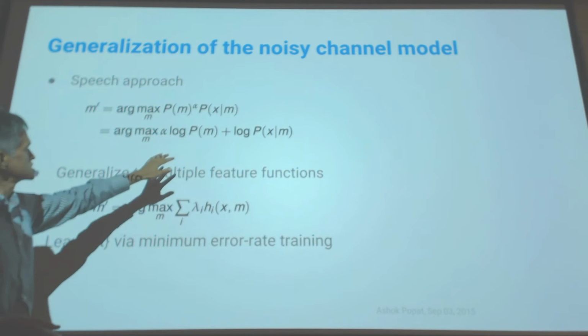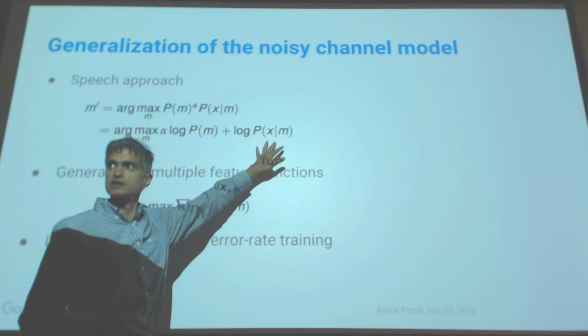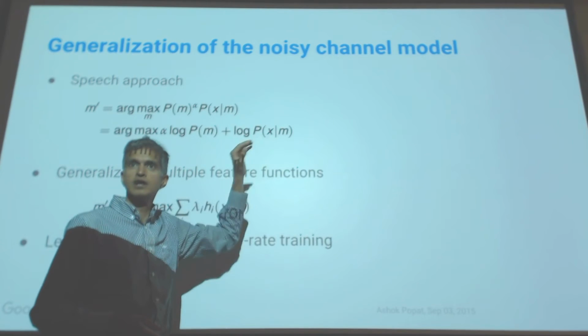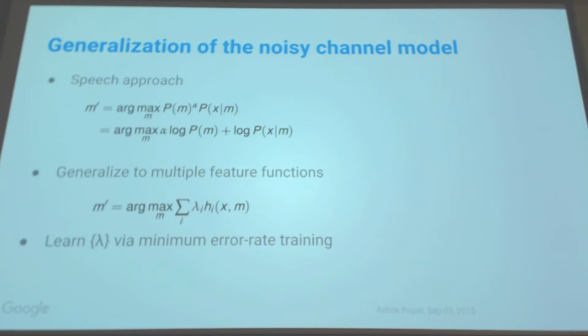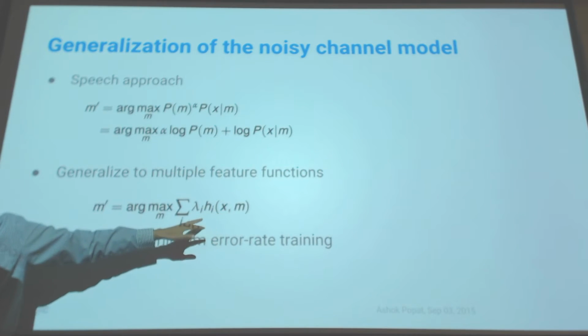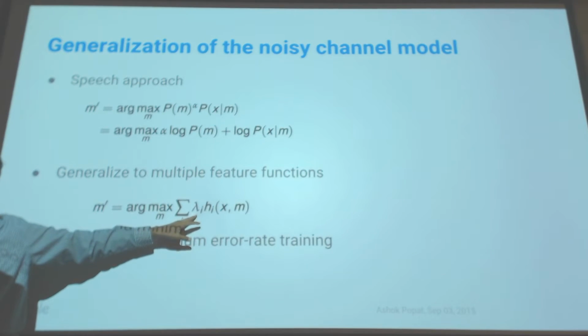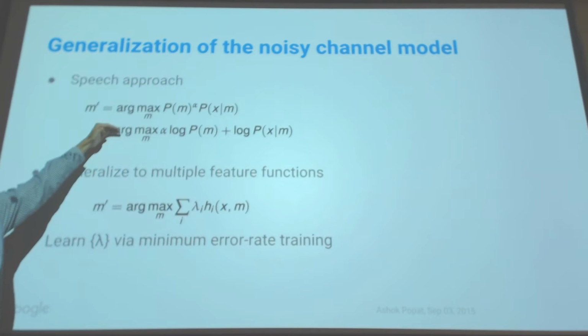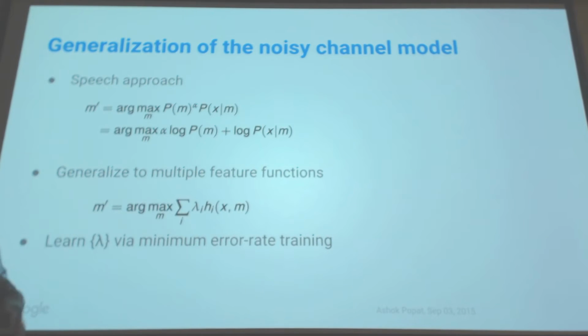We have two terms. One is a language model. One is a likelihood. Let's throw in some more features in a log sum. Let's just have feature functions, and let's get some lambdas, and it's just a direct generalization of this. Here we have two terms. Let's just have a bunch of terms.